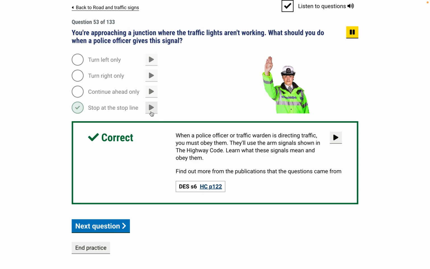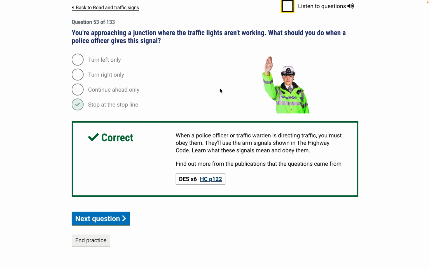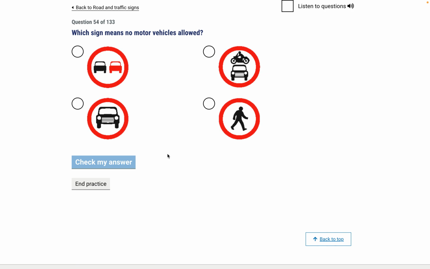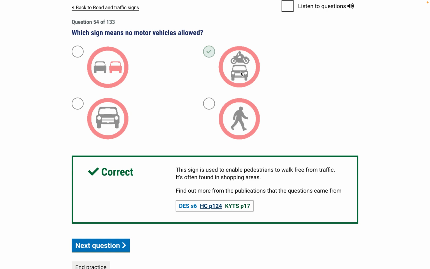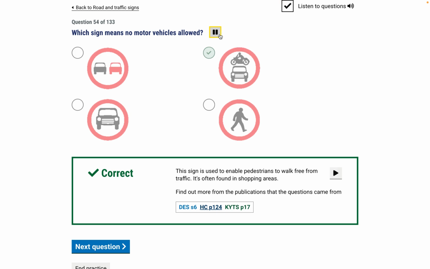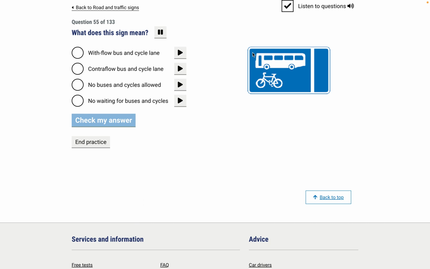You're approaching a junction where the traffic lights aren't working. What should you do when a police officer gives this signal? Stop at the stop line. Which sign means no motor vehicles allowed? What does this sign mean? With flow bus and cycle lane.